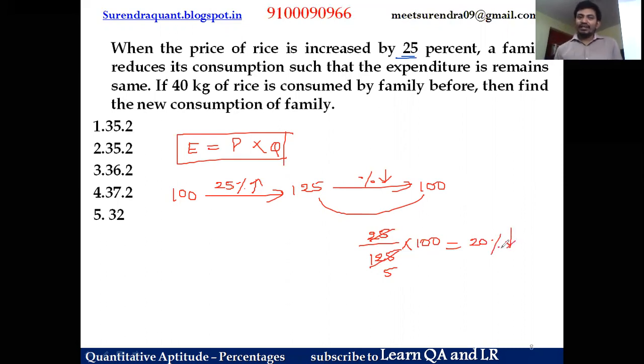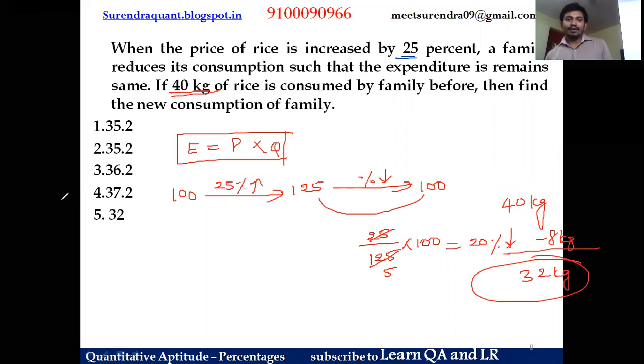So initially there is 40 kg consumption, right? Now from this 40 kg, 20% must decrease. So 20% of 40 is 8 kg, right? If 8 kg decreases, the final consumption is 32 kg, and that is option 5. Right? Let's go for the next question.